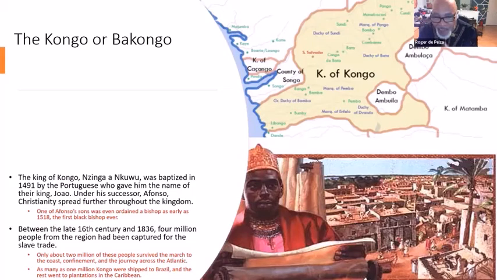Okay, because I have a lot of Congolese friends now who express a lot of bitterness toward Alfonso. Alfonso was this guy's son, and Christianity spread even further. Yeah, but you're telling me that before Columbus ever sailed, this man was baptizing?